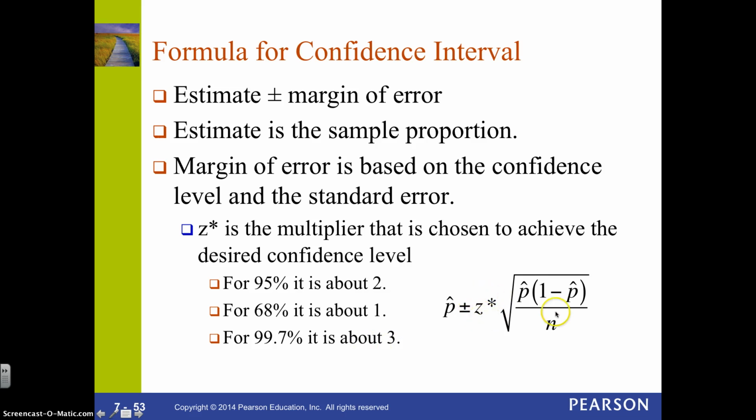Okay, so this piece here is the standard error. If I multiply it by this Z star, this piece all the way starting here, just to the right of the plus or minus, this whole part here is what we call our margin of error. And then the estimate is the sample proportion.